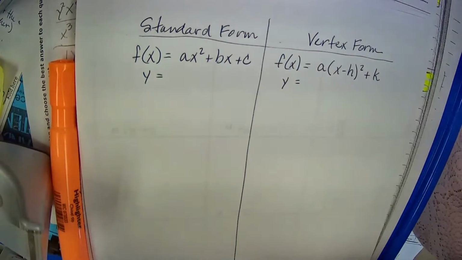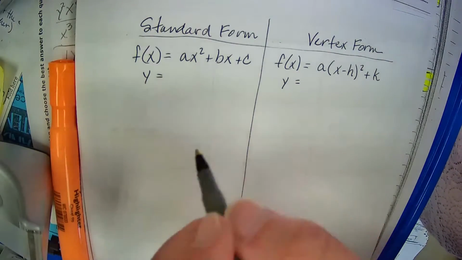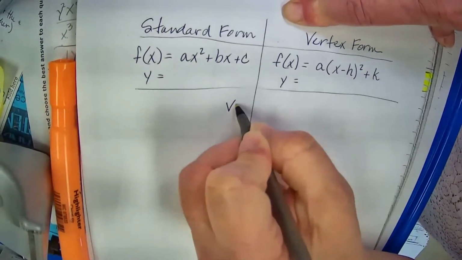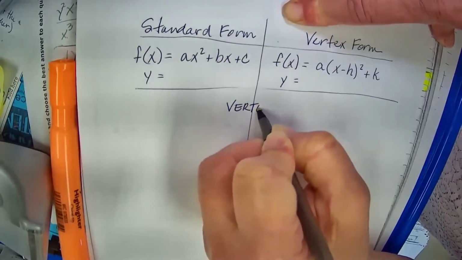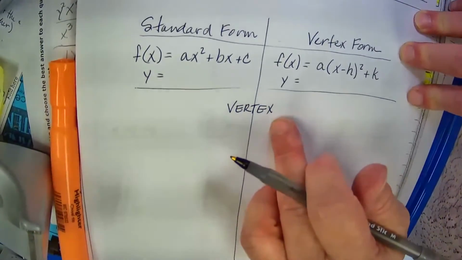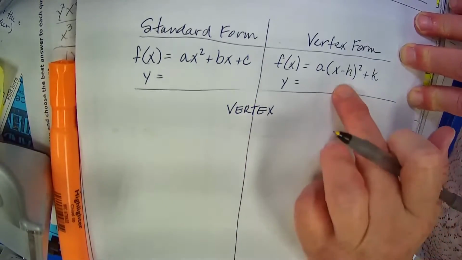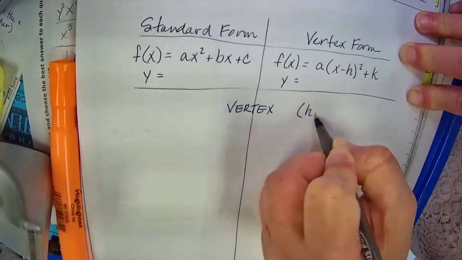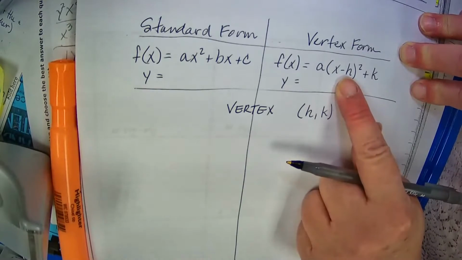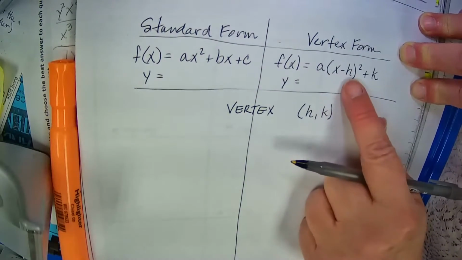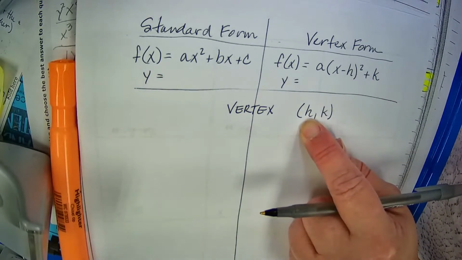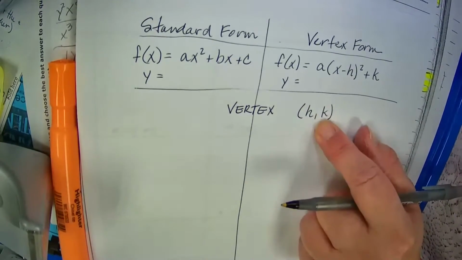Like the vertex, and I'm just going to write it here. To get the vertex with the vertex form, it's h comma k. And you just have to remember that the formula says minus. So if this was x minus 2 squared, the h would be a positive 2, not a negative 2. And whatever the k is, that's what you put for the y value.